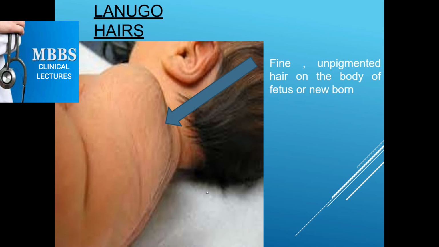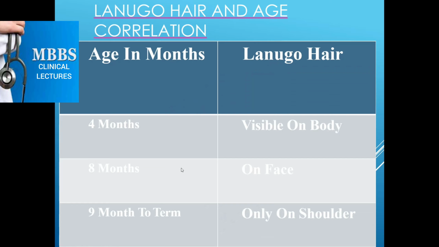Second thing is lanugo hair. These are the fine unpigmented hair on the body of a fetus or newborn. These are fine golden unpigmented hairs. They become visible on the body at the age of 4 months of intrauterine life, and they become visible on the face at 8 months of intrauterine life and remain only on the shoulders at the age of 9 months till term. At the time of birth, the babies mostly have the golden hairs on their shoulder. They are lanugo hairs.